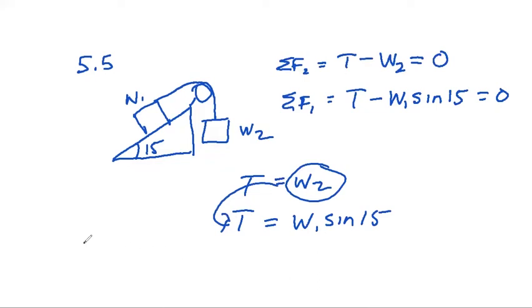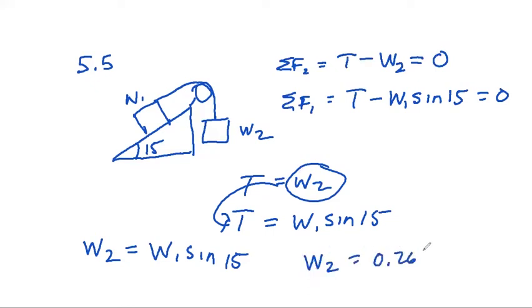So let's see, W2 equals W1 sine 15. So that's whatever sine 15 is. Your book says it's 0.26 W1. So W2 equals 0.26 W1. So that's how they must be related to each other.